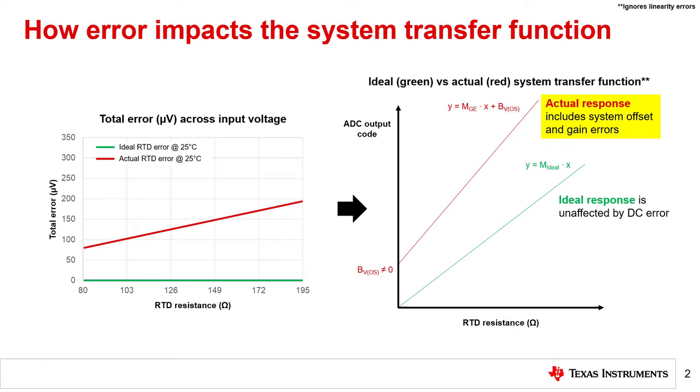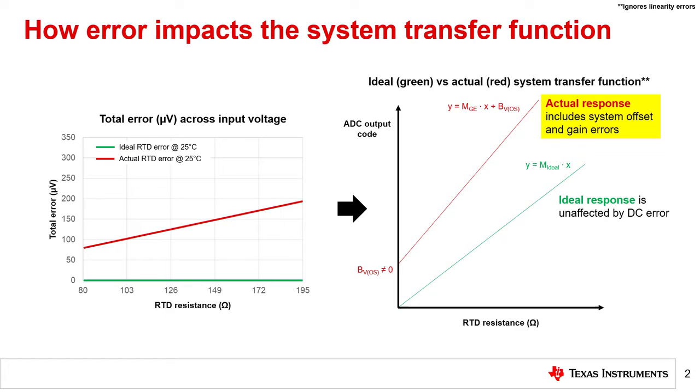Also note that to keep the analysis simple, we assume the actual response is linear. This assumption is valid because linearity errors are typically a small percentage of the total error, so excluding them from this analysis will not significantly impact the results. Refer to the previous Precision Labs module on calculating error in RTD measurement systems for more information.